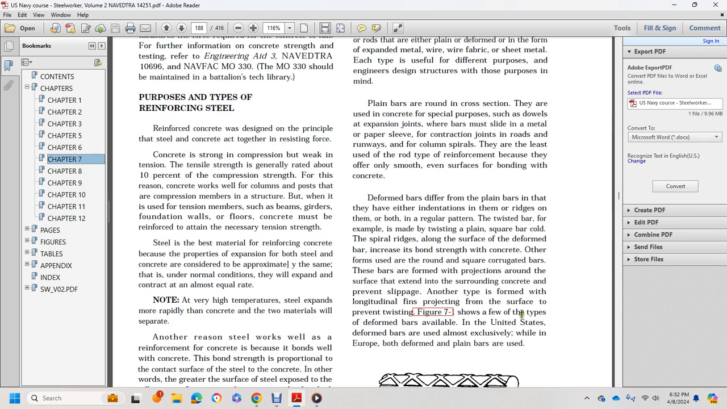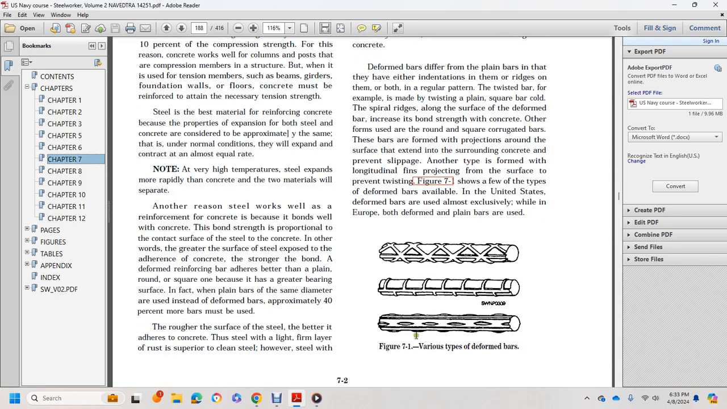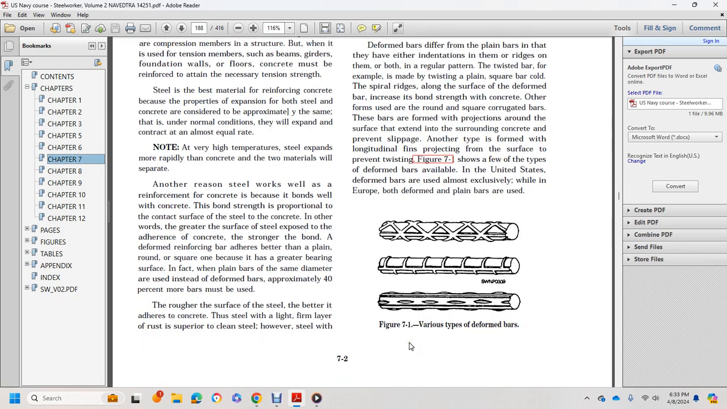Figure 7.1 shows a few of the types of deformed bars available in the United States. Deformed bars are used almost exclusively in the United States, while in Europe both deformed and plain bars are used. Figure 7.1 shows various types of deformed bars.